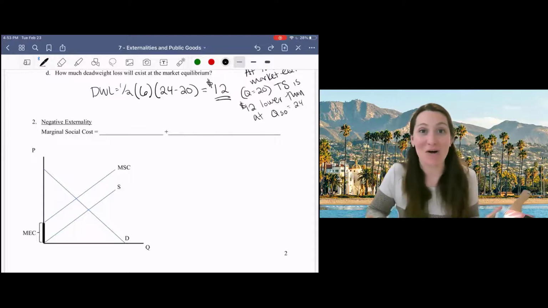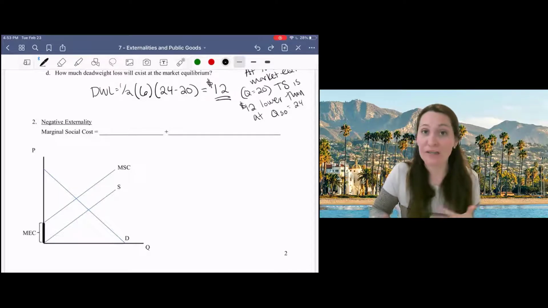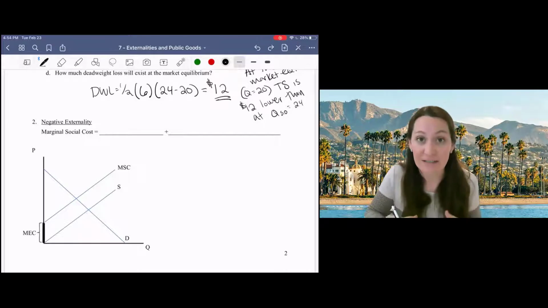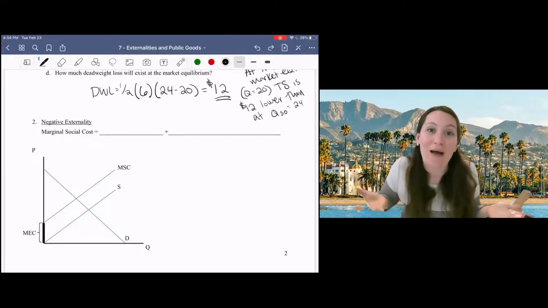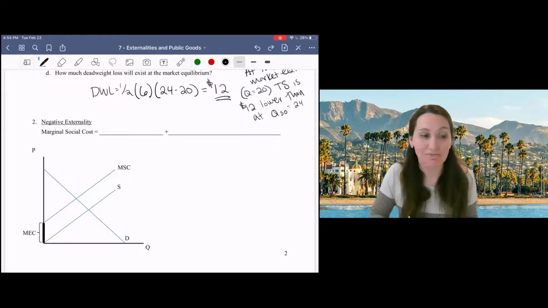Now that we've seen how positive externalities work, let's turn our attention to negative externalities. In this case, there is some cost or harm to people other than the consumer or the producer in the market. And because the market fails to take into account the true cost of the product, too much will be produced, which is why we have too much pollution.